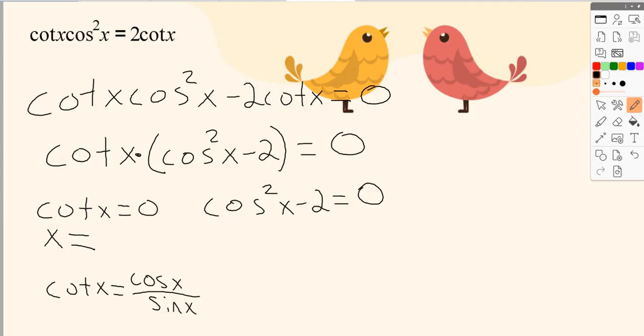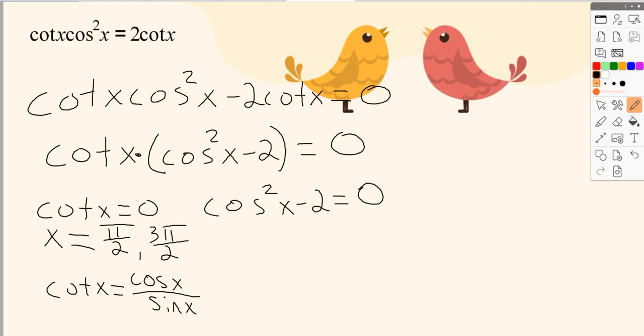And where on our unit circle is cosine 0? 90, or pi over 2. Mm-hmm. And? But we could potentially have more answers this time because that was our first little equation. Now we have to solve our second little equation.